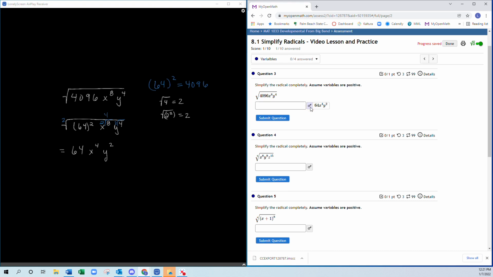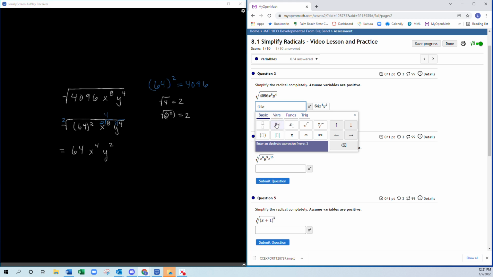For this next question, 3, just put it in just like that. And again, to type your answers in with the exponents here, this would be 64x. I use the up button to type in the 4, and then y raised to the 2nd power.